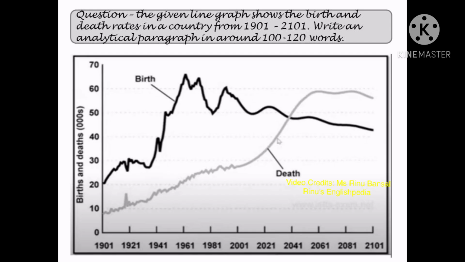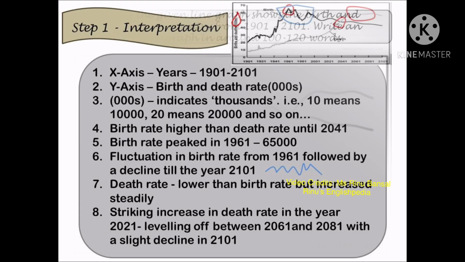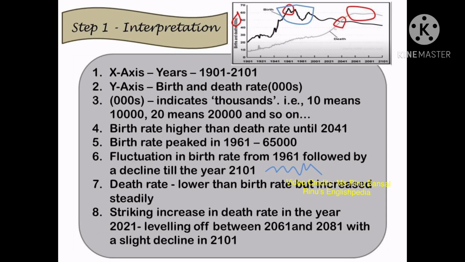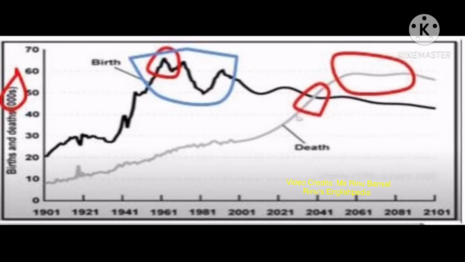In the next question, we have: the given line graph shows the birth and death rates in a country from 1901 to 2101. We have to write an analytical paragraph in around 100 to 120 words. As I have already told you, the first step is the interpretation of the data given. So we will first study the line graph. On the x-axis, we can see the years from 1901 to 2101. On the y-axis, we have the birth and the death rate.